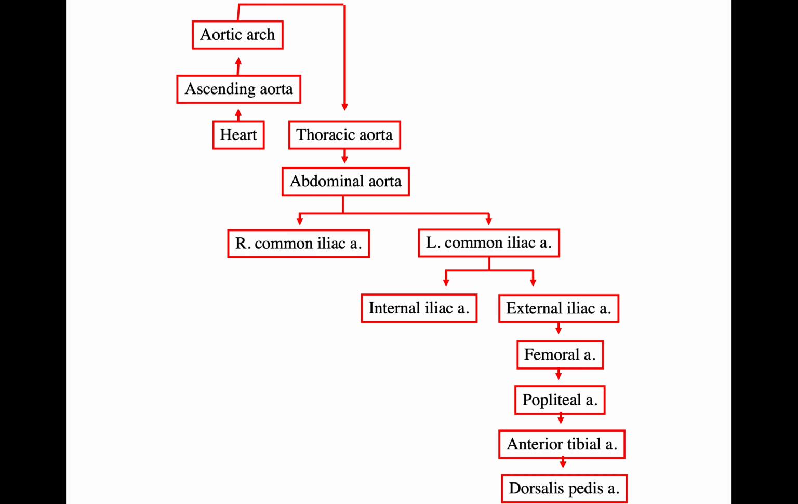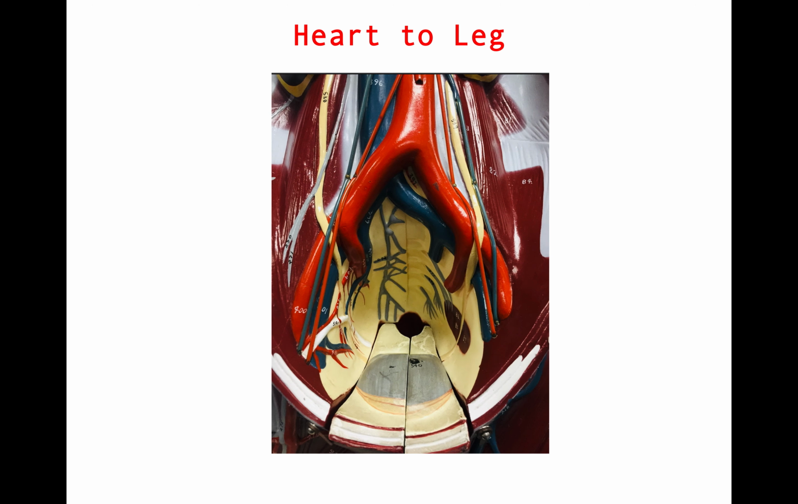So to go from your heart to your foot, we would go heart, ascending aorta, aortic arch, thoracic aorta, abdominal aorta, common iliac artery, external iliac artery, femoral artery, popliteal artery, anterior tibial artery, and then dorsalis pedis artery. Okay? So where would we see those?